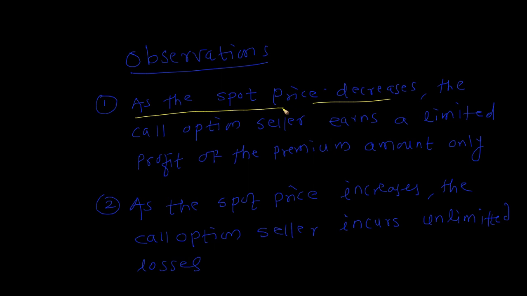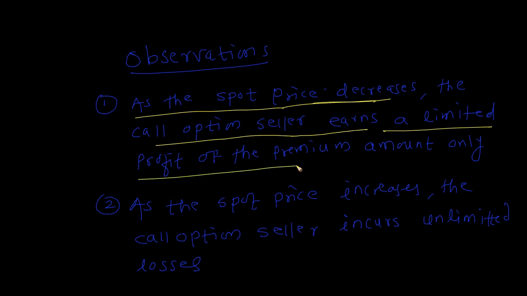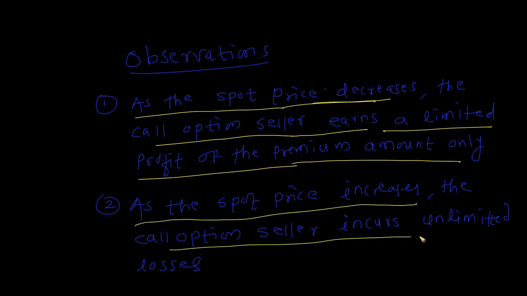As the spot price decreases, the call option seller earns limited profits. That means when the spot price is going down, the call option seller earns only the premium amount, irrespective of how far below the price goes. But as the spot price rises, the call option seller incurs unlimited losses. That's why people say, if you are an option seller, you have unlimited risk if the stock moves in the opposite direction.